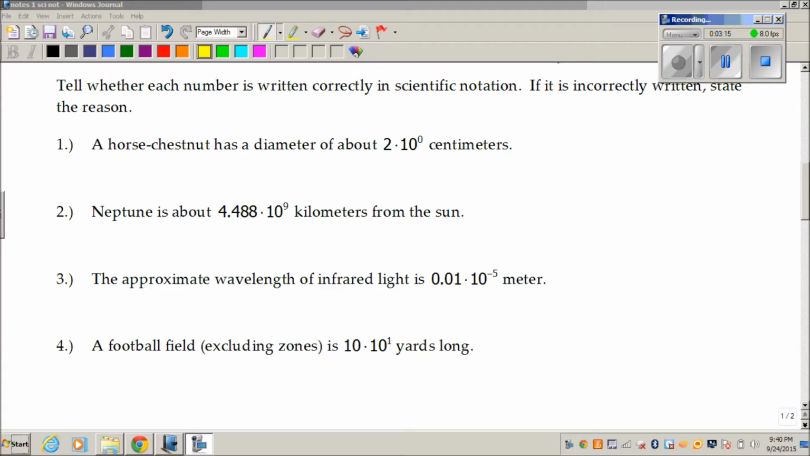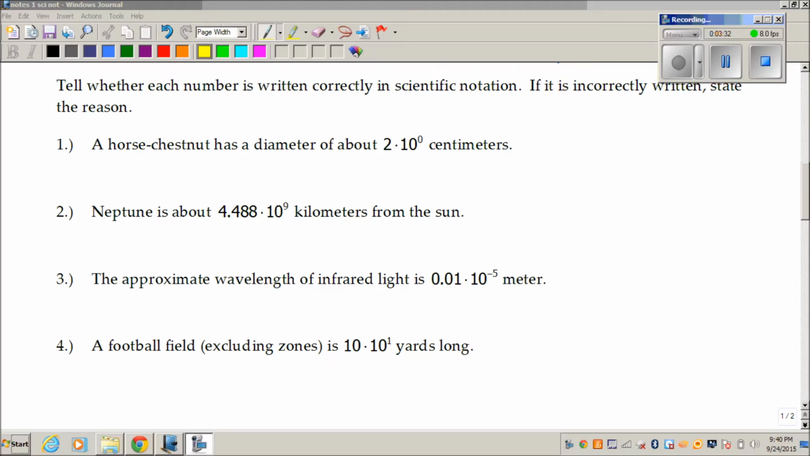Now let's take a look at the next questions. It says tell whether each number is written correctly in scientific notation. If it is incorrectly written, state the reason. Okay, so number 1, a horse chestnut has a diameter of 2 times 10 to the 0 power.